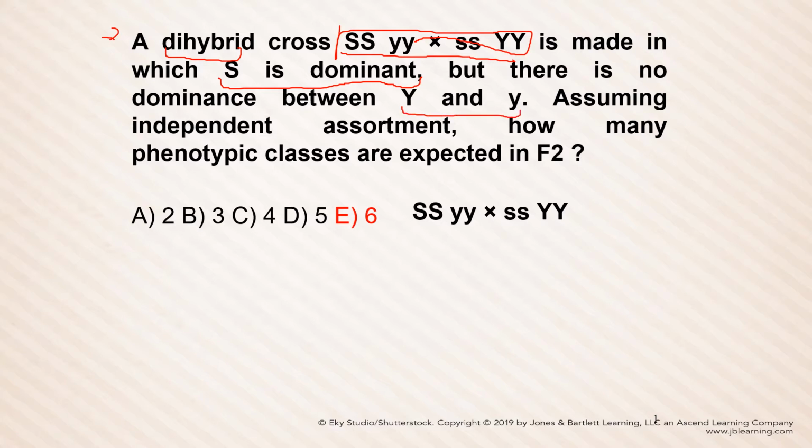Y is different, and you have to assume independent assortment. So they are asking you this question: how many phenotypic classes are expected in F2? Okay, this question is slightly difficult, but let's try to solve it together. This is an example of epistasis, and I'm not going to make many difficult examples of epistasis, but I want this to be a simple one, and I think that you can solve it.